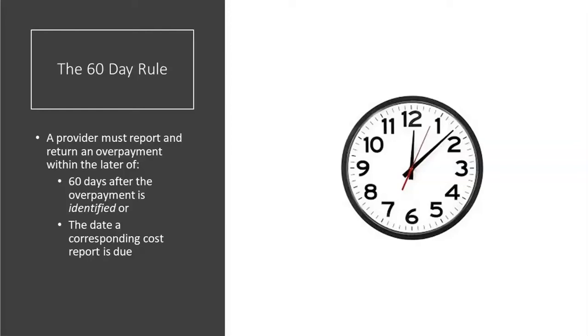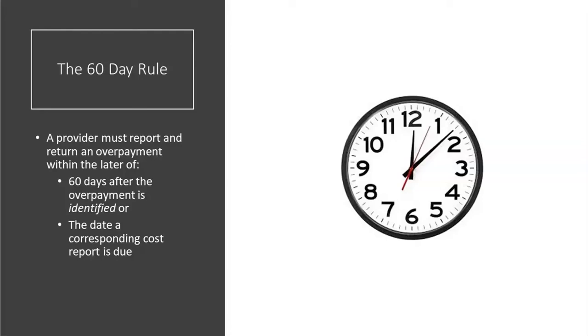But the date that a corresponding cost report is due, I wanted to flag that because that was the subject of quite a bit of commentary when CMS issued this rule. In some circumstances, Medicare makes estimated payments for services with the knowledge that a reconciliation of payments to what the actual costs are is going to be done when the actual costs or related information becomes available. And that typically isn't at the time that the estimated payment is made.